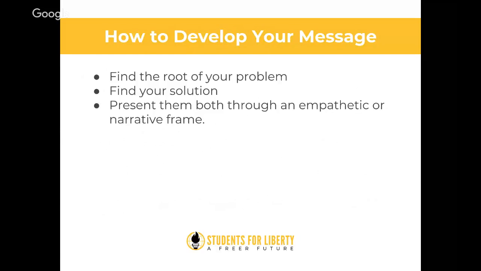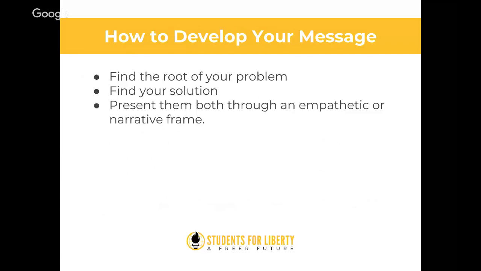Okay, to further learn how to develop your message, it's three parts. Find the root of your problem, find your solution, and then present them both through an empathetic or narrative frame. So for instance, let's use the drug war, since we're about to do a bunch of stuff with that this week. So the issue, at least in the United States, is that our current government and current legislation disproportionately affects minorities when it comes to drug arrests. It's made our prisons the most overpopulated in the world. And then, of course, you've got our moral side that says that the government really shouldn't be telling people what to do with their bodies. So that's our problem. This legislation is causing all of these side effects. So our solution is to end the drug war, and there are many multifaceted things that we want to push. But the main thing is to end the government's war on drugs.